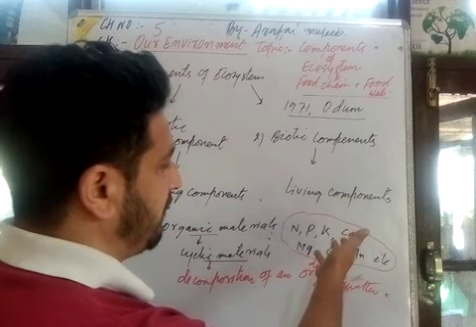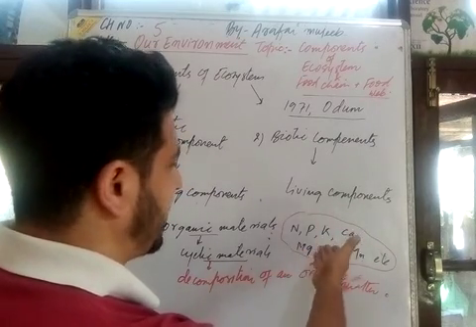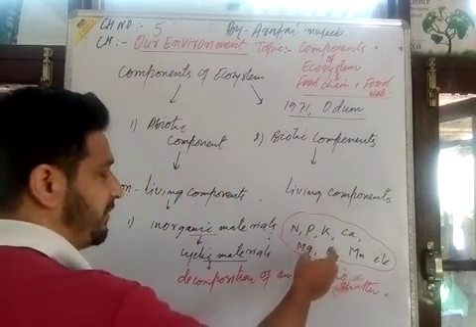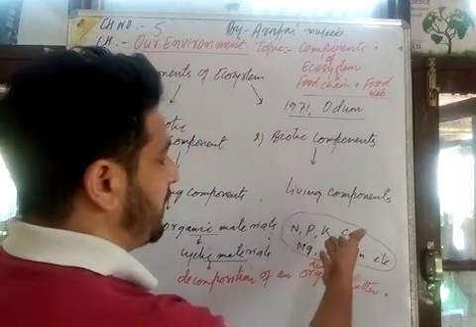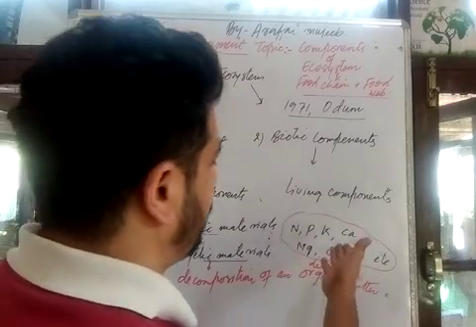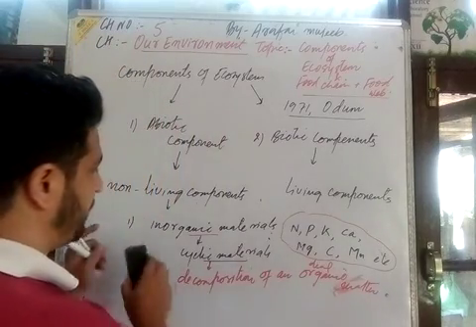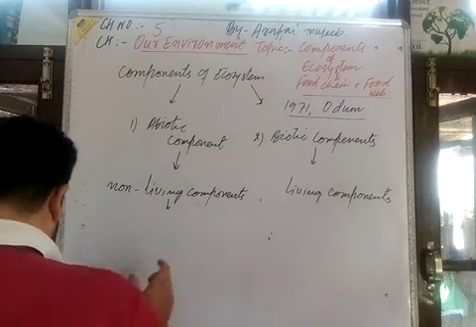Then plants utilize these cyclic materials for their growth and development. That means they are very important for the replenishment of the producer, that means production of that area. It is number one, inorganic material we can include in a non-living component.